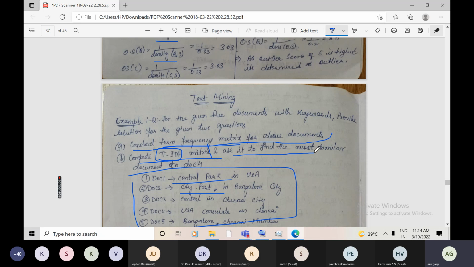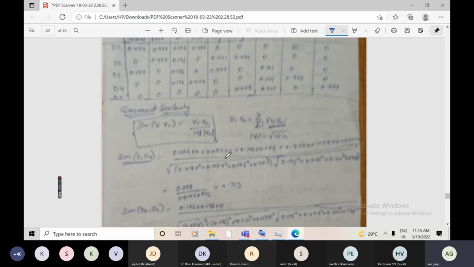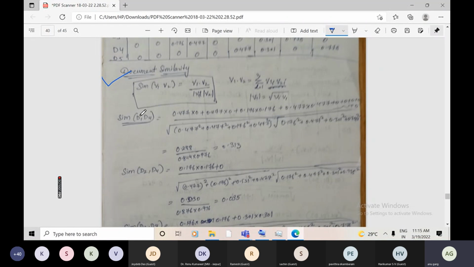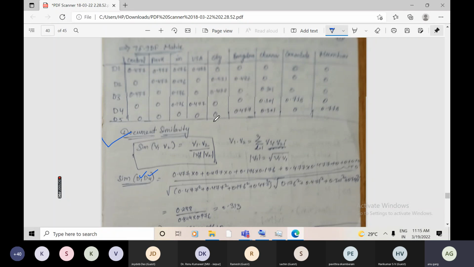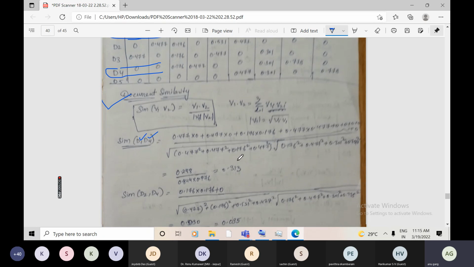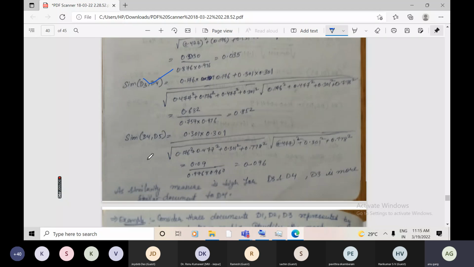Next is to use it to find the most similar document to document 4. So you have to find the cosine similarity of each document with document 4, like D1-D4, D2-D4, D3-D4, D4-D5. The cosine similarity formula we know is V1 dot V2 by mod V1 times mod V2. So here, for D1 and D4, you should consider these two, find 0.477 into this, into this, and then substitute in this formula to find your cosine similarity. Similarly, for D2-D4, D3-D4, D4-D5.